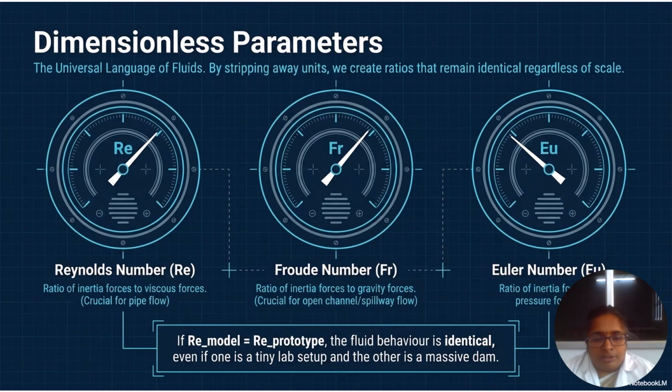That is, when comparing a model and a prototype, if the Reynolds number of both the systems is the same, the behavior is the same, even if one is of massive size and another is of smaller size. So these numbers play a vital role in the dimensional homogeneity analysis.